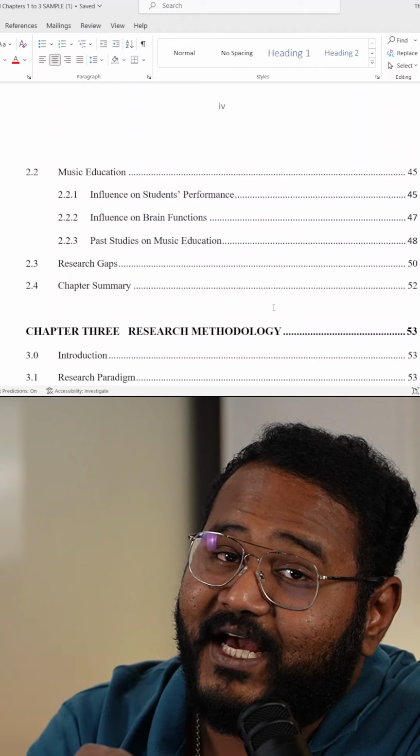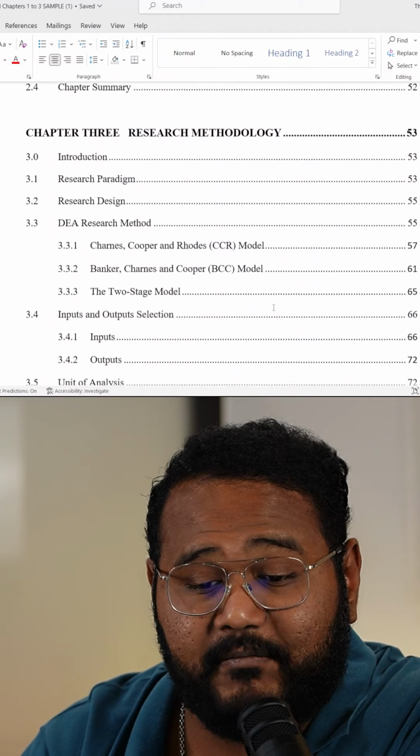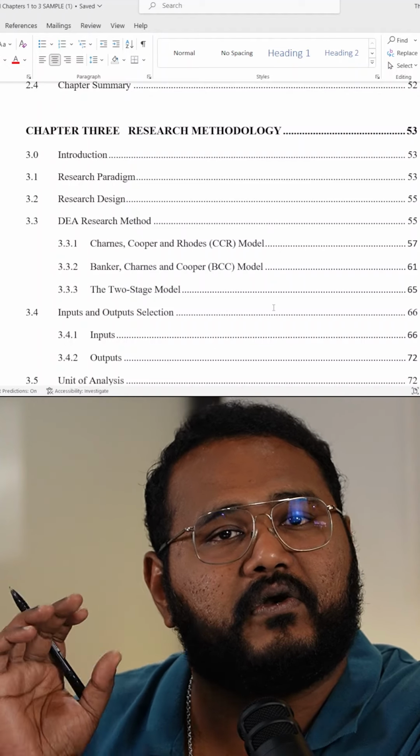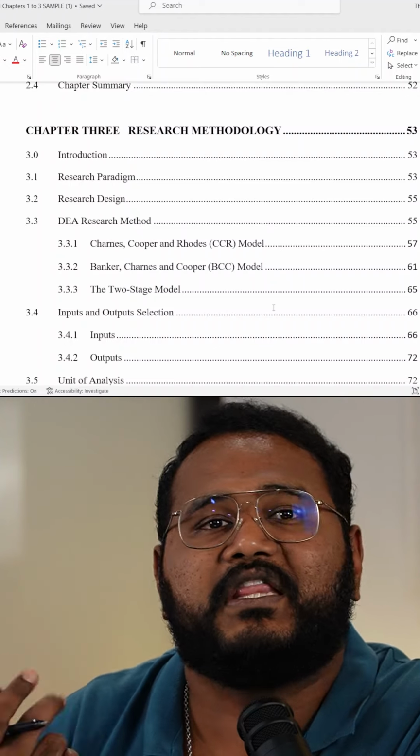Now, chapter 3 comes in as the methodology. That means, how do you do it? How do I solve the problem? That's what you're going to talk about in chapter 3. What method are you going to apply?